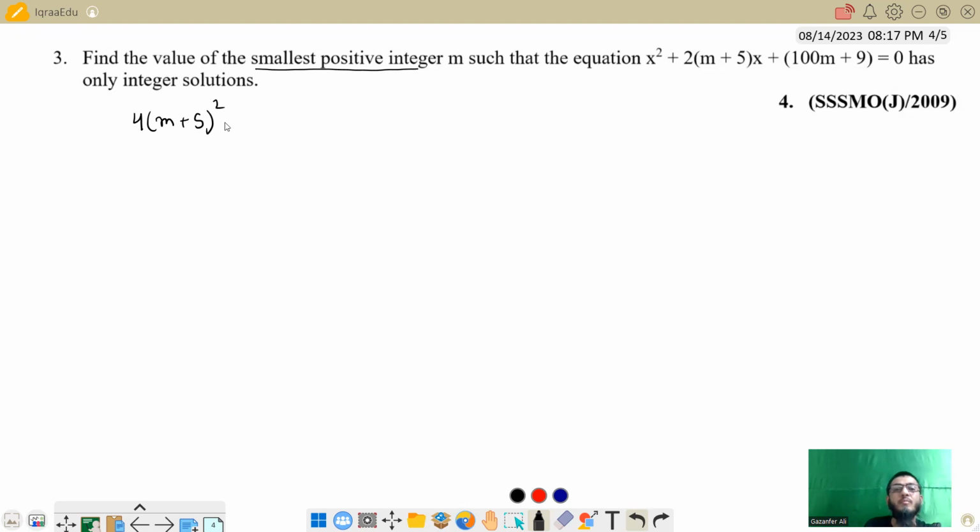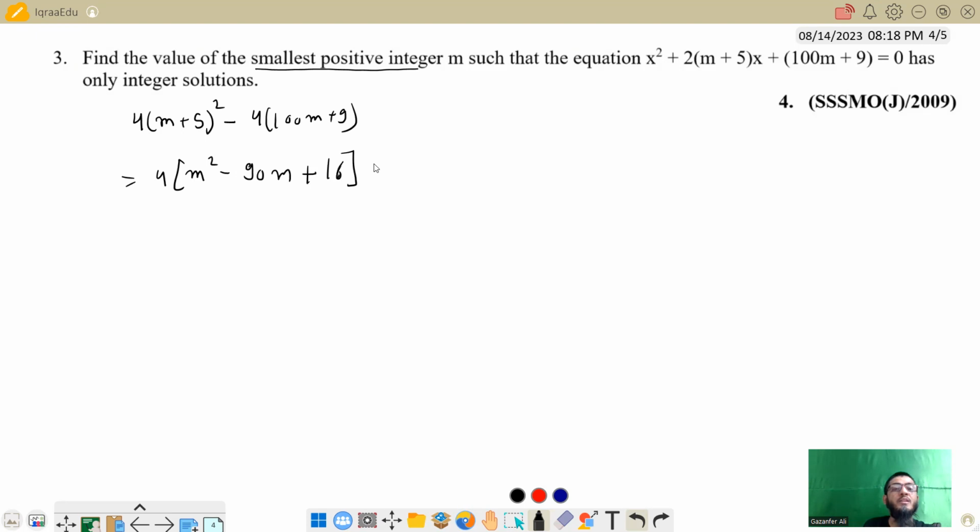b square minus 4 into (100m plus 9). Okay, so this will be 4 times m square plus 25 minus 100. So m square plus 25m minus, so it will be minus 90m. And 25 minus 9, 16. So plus 16.